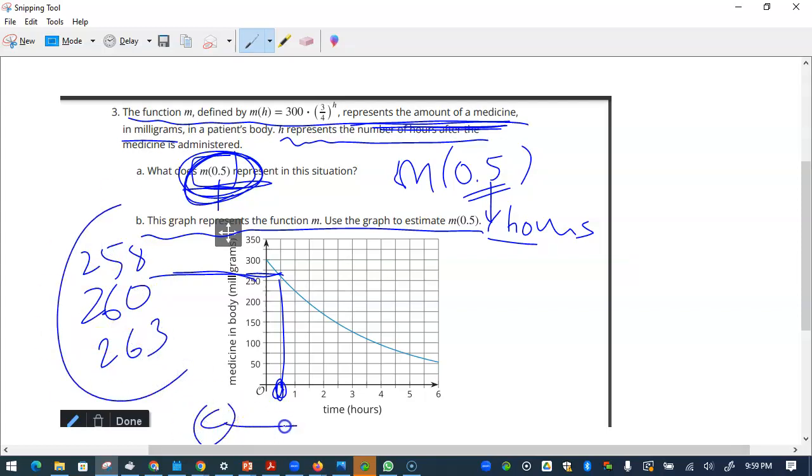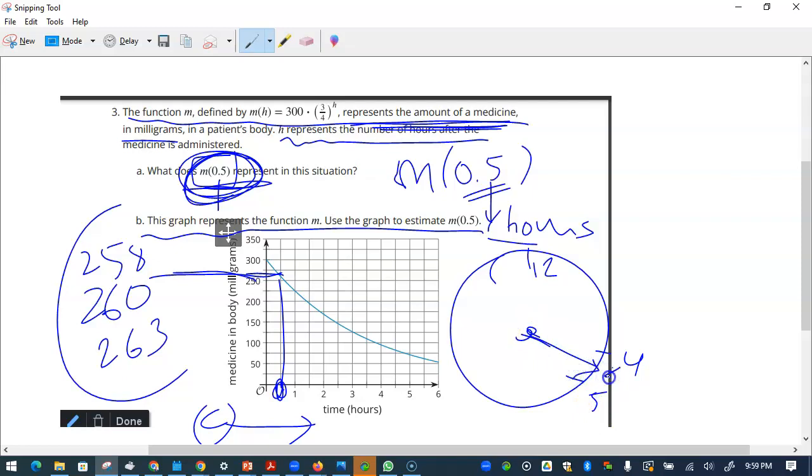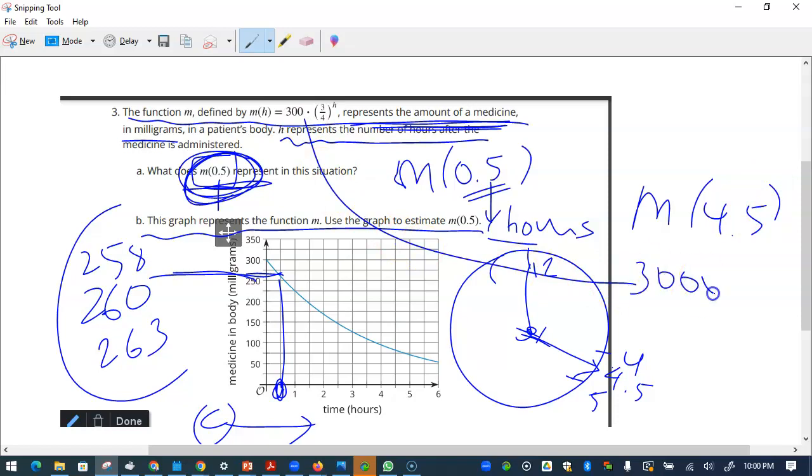And the C question asks, if the medicine was given at 12 noon, and this is 4 and that is 5, at the time when the hour hand is here, which is 4.5, how much medicine is remaining? So what you do is m of 4.5. That's all you do. You plug it in, which will be 300 multiplied by 3/4 raised to 4.5. Use the calculator, the yellow calculator, and figure this out. How many milligrams to the nearest whole number? You're done. That's all this question is about.